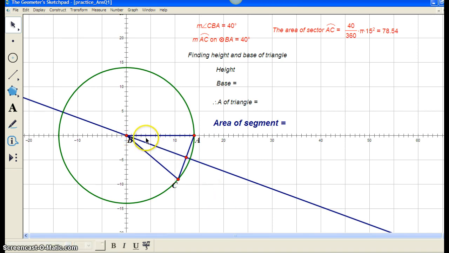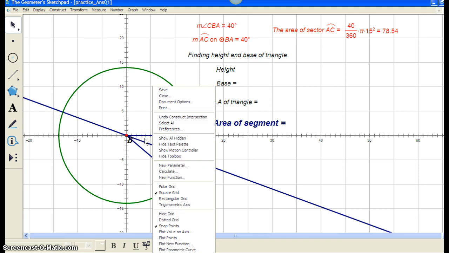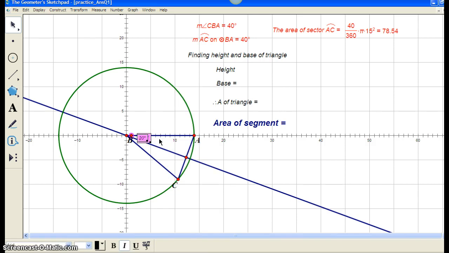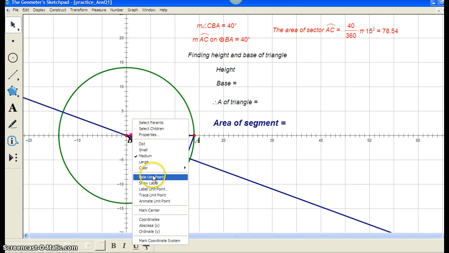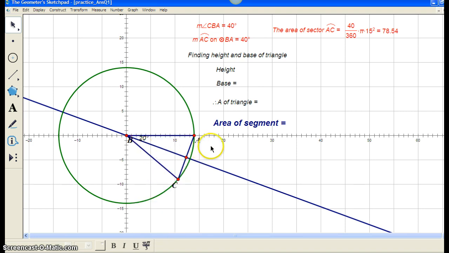And I know that this angle in here is 20 degrees, half of the 40, because this is an isosceles triangle. AB is a radius and BC is a radius. So this right in here is 20 degrees. This here is just a unit point, so I can hide that.